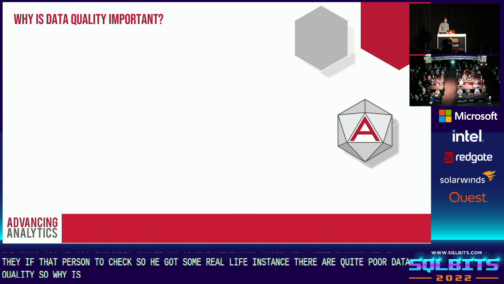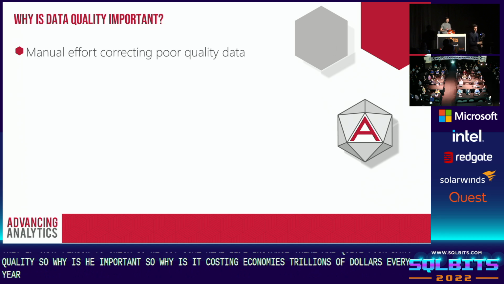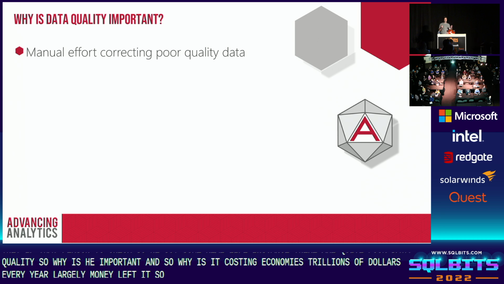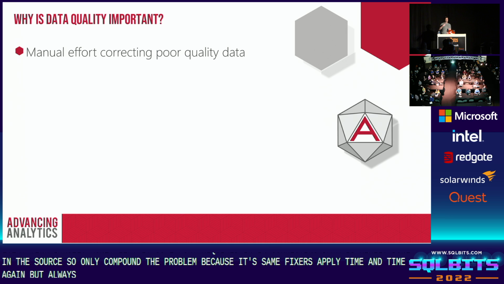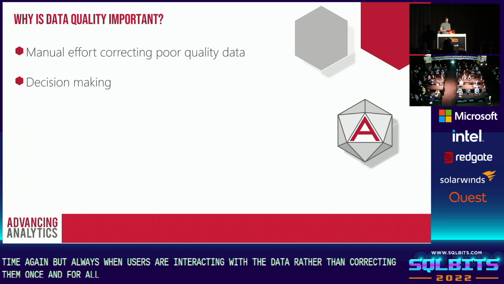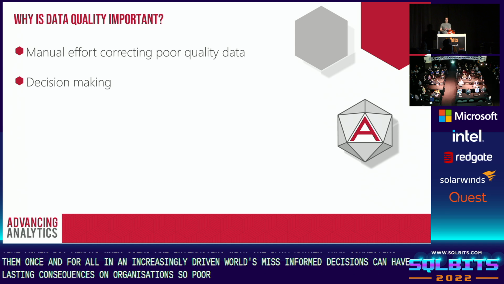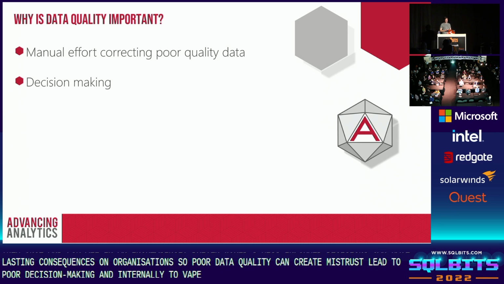So why is it important? And so why is it costing economies trillions of dollars every year? Largely manual effort. The manual effort required in correcting data is rarely done in the source. So it only really compounds the problem because it's the same fixes that apply time and time again, but always when users are interacting with the data rather than correcting them once and for all. In an increasingly decision-driven world, misinformed decisions can have lasting consequences on organizations. So poor data quality can create mistrust, lead to poor decision-making, and in turn lead to very poor outcomes.